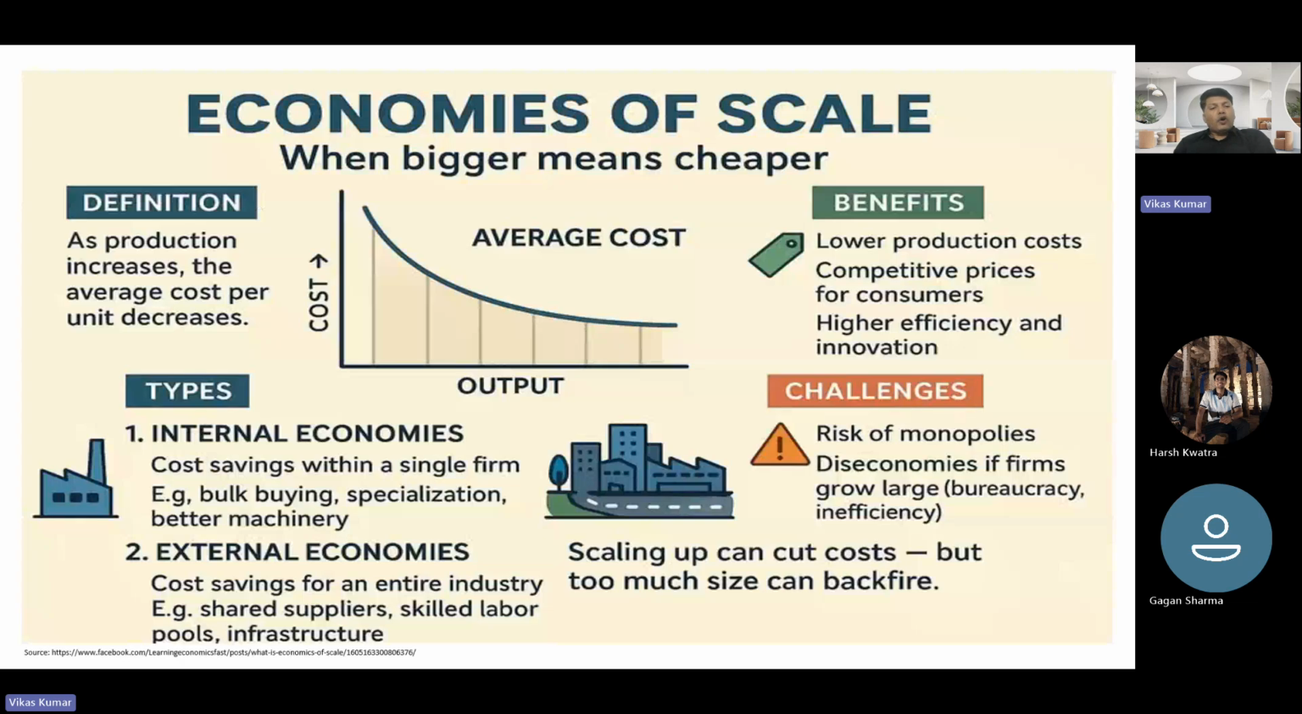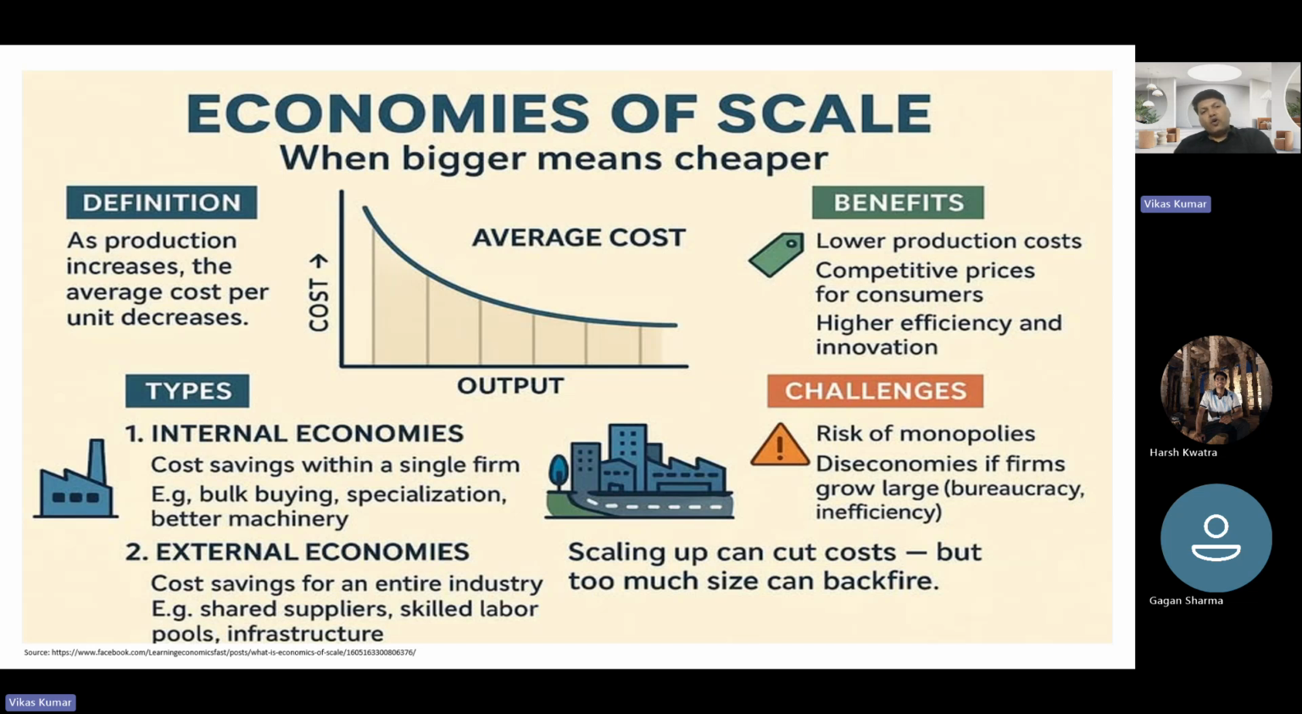So if I talk about the types of economy of scale, there can be two types: internal economies and external economies. When we talk about the internal economies, this is with respect to the firm's internal resources, cost saving within a single firm, within the organization, like bulk buying or specialization or better machinery. When we are discussing the external economies, this is cost saving for an entire industry, like shared suppliers or skilled labor pool or infrastructure.